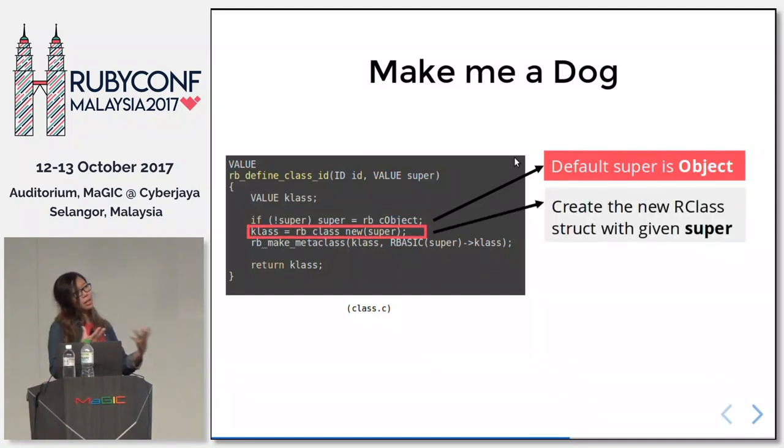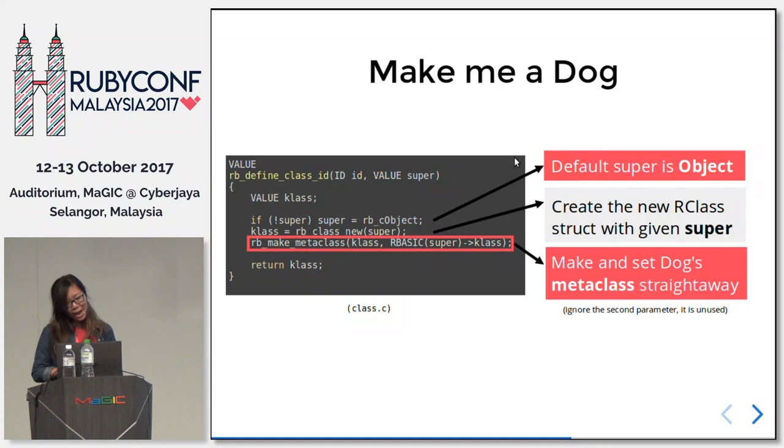Next, we actually initialize the new RClass struct with the given super. So this actually sets the super to point to whatever super was determined previously. And it also sets the class pointer to point to Class with the capital C. And finally, we actually make and set the metaclass of our new class straight away.